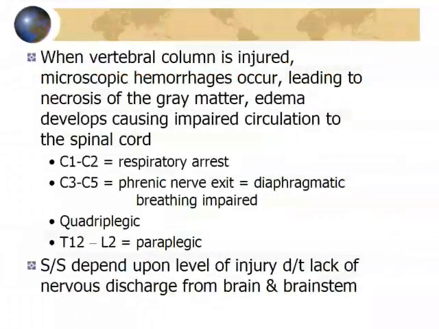When the vertebral column is injured, microscopic hemorrhages occur, leading to necrosis of the gray matter. Edema develops, causing impaired circulation to the spinal cord. C1 to C2, you'll have a respiratory arrest. C3 to C5, your phrenic nerve exits through there, so you'll have diaphragmatic breathing that's impaired. You end up being a quadriplegic. Damage between T12 and L2, you'll be paraplegic. Your symptoms depend upon the level of the injury and are due to a lack of nervous discharge from the brain and the brain stem.